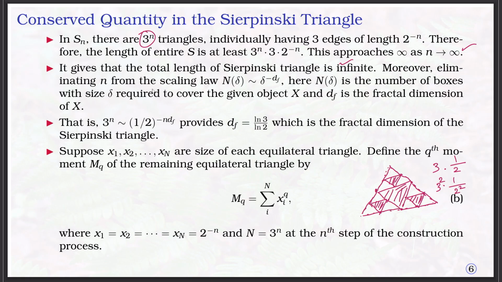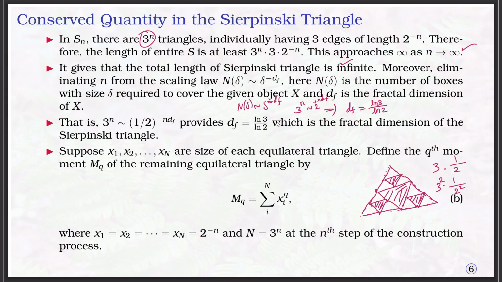Moreover, eliminating n from the scaling law, N of delta, that means the minimum number of boxes required to cover this Sierpinski triangle, follows this power law with df. Then one can get this df as ln 3 by ln 2. That means 3 power n triangles of size 2 power minus n df. So this is 1 by 2 we are getting, therefore it will become plus. So now df is ln 3 by ln 2, and the n will cancel.